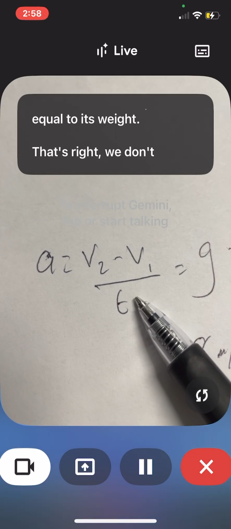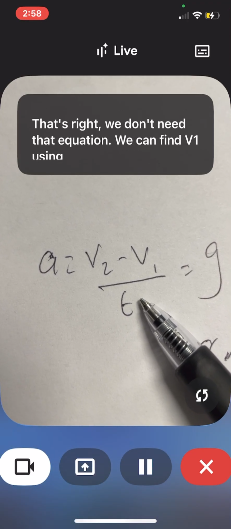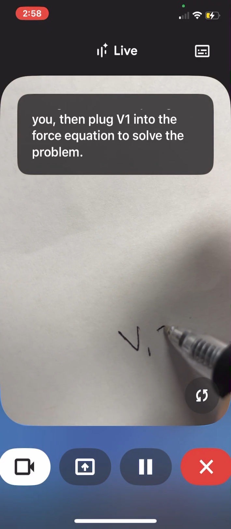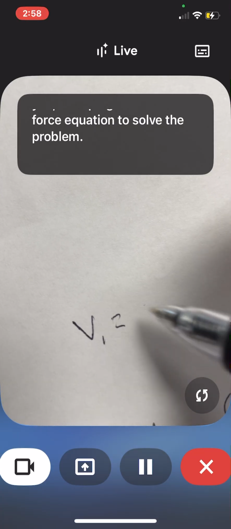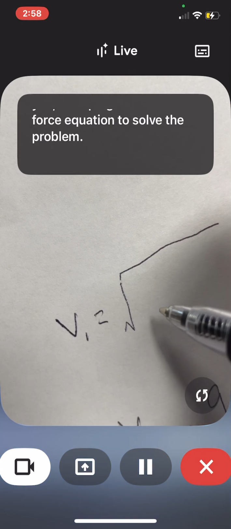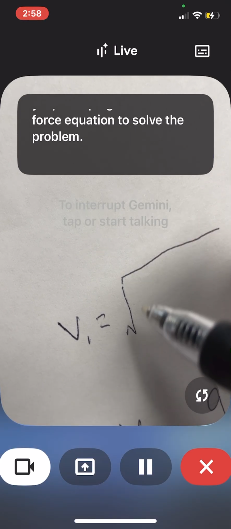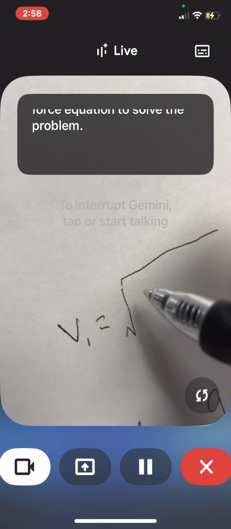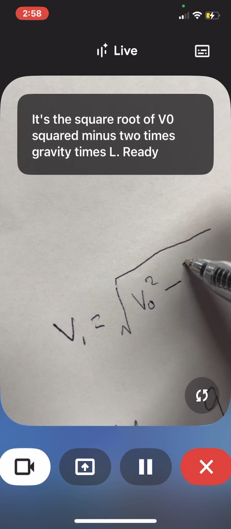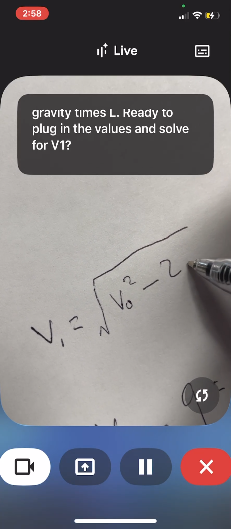That's right, we don't need that equation. We can find v1 using the formula I just gave you, then plug v1 into the force equation to solve the problem. So what's the equation? Square root of what? It's the square root of v0 squared minus 2 times gravity times L. Ready to plug in the values and solve for v1?